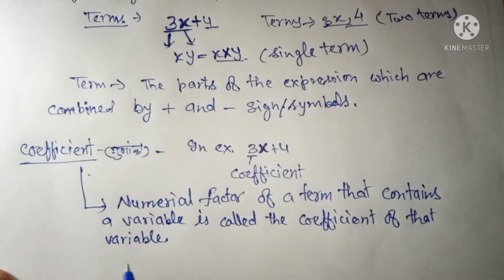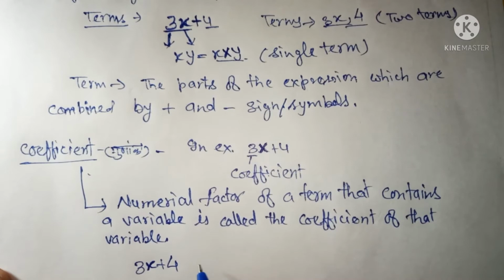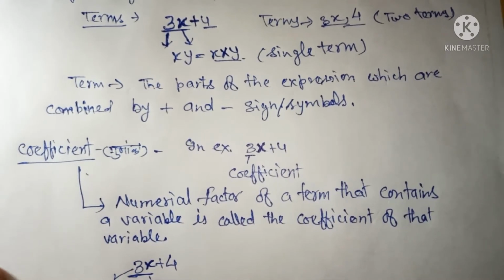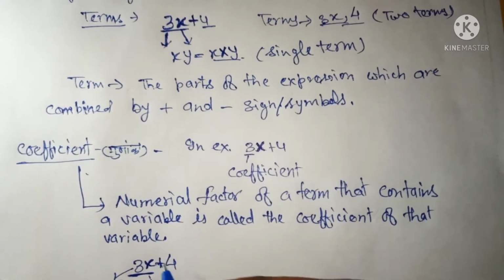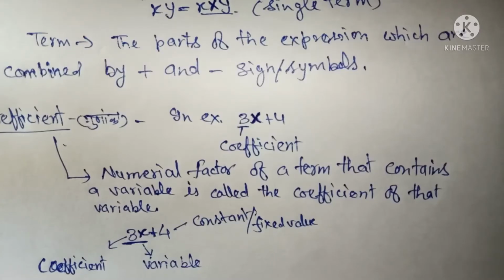Now look at the example 3x plus 4. Here 3 is multiplied by x, and in this term there is a variable x which is multiplied by 3. So this 3 will be called the coefficient of x, and this 4 will be a constant, or we can say a fixed value. Coefficient, variable and fixed value.